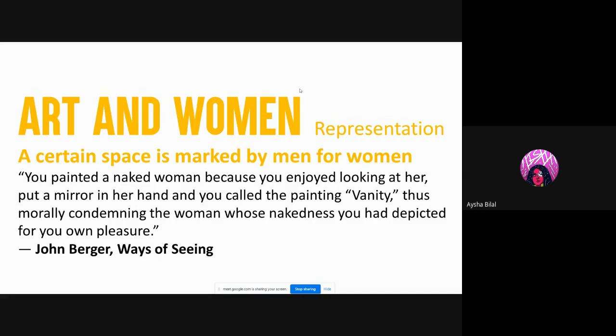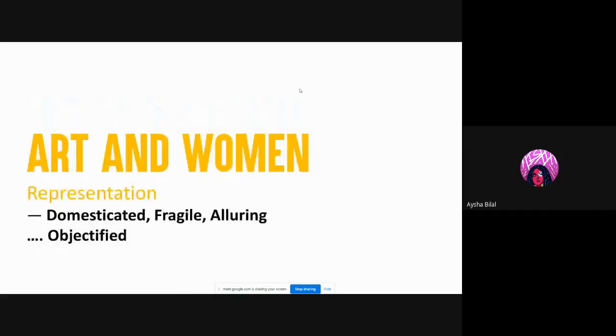Here, I have to use John Berger's Ways of Seeing statement: you painted a naked woman because you enjoyed looking at her, put a mirror in her hand, and you called the painting vanity, thus morally condemning the woman whose nakedness you had depicted for your own pleasure. So this is a statement which is so eye opening, that objectifying the women and presenting them as fragile, alluring, and domesticated is again a domain created by male artists over the course of history.